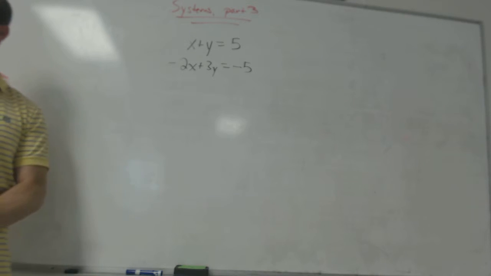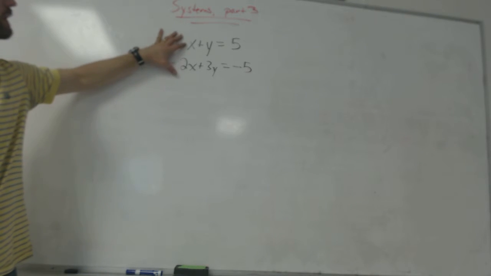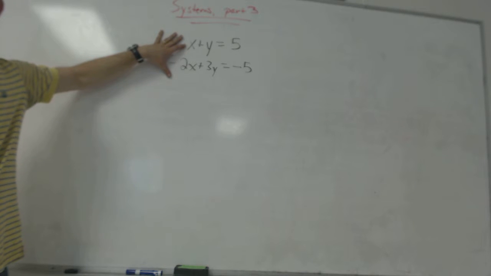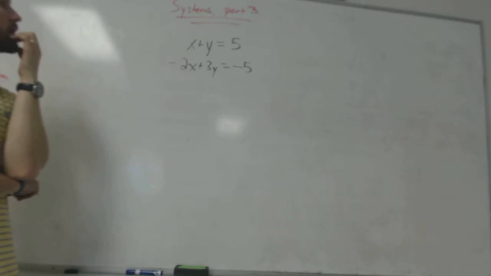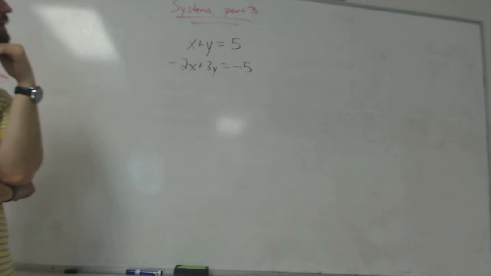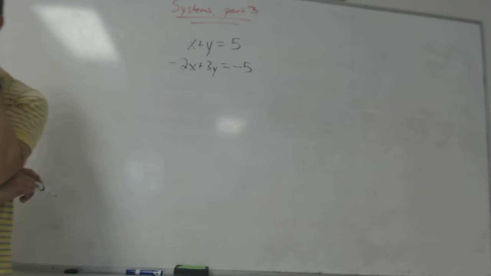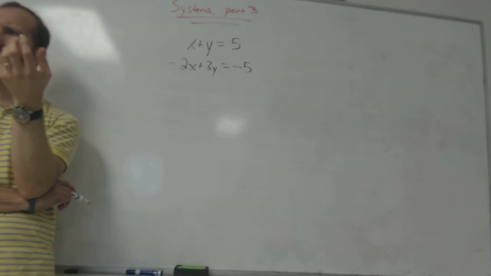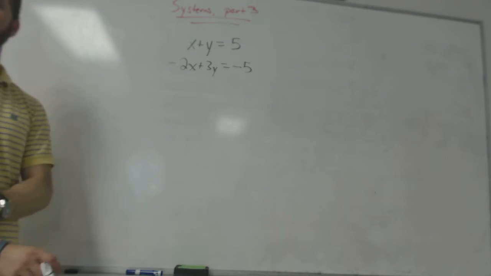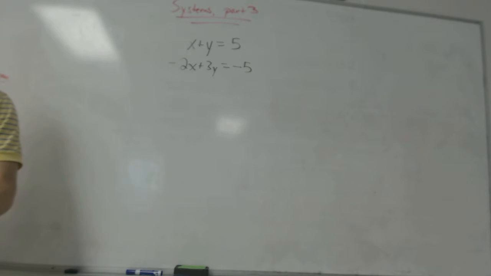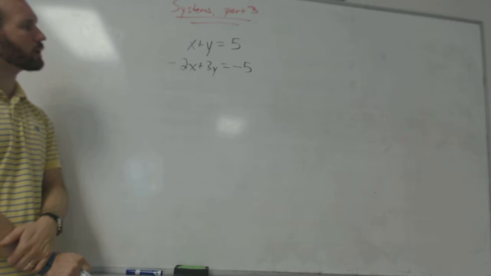And there's nothing that's the same, right? I have x and -2x. Those won't drop out. I have y and 3y. So I have to multiply by something to make one of these drop out. Who sees a number that I could use to multiply and make it so that my system will work with elimination? You guys see a number that I could multiply by?